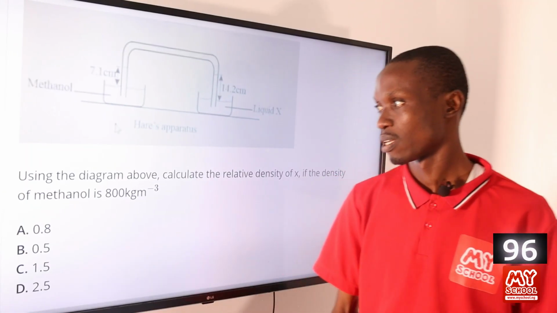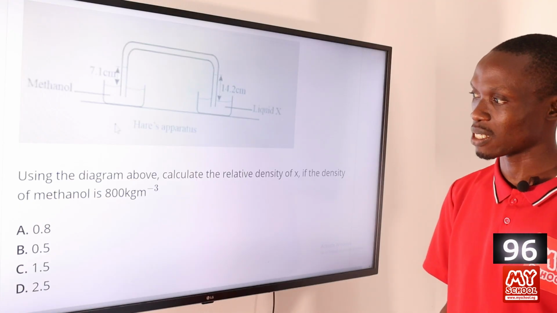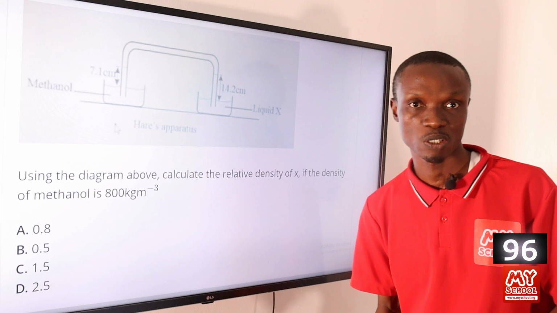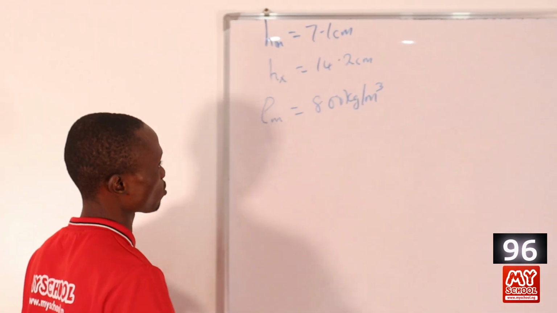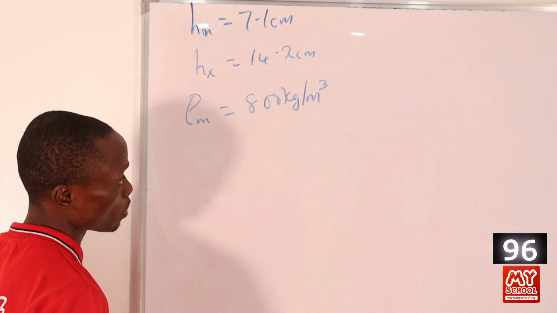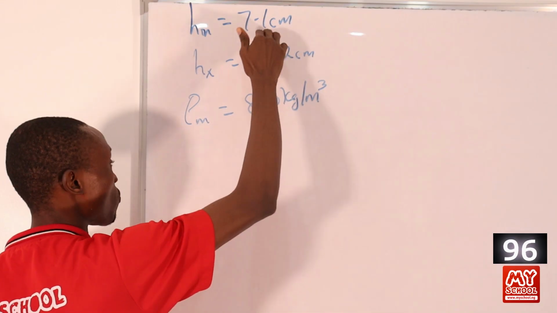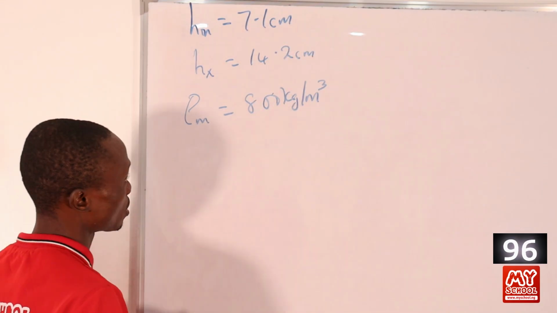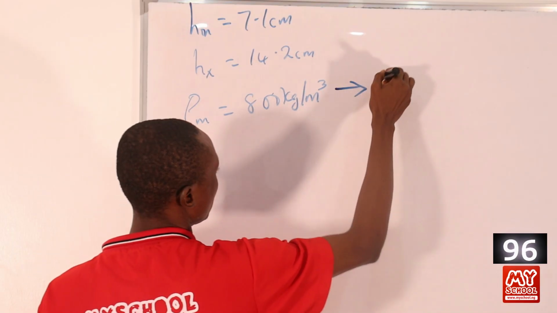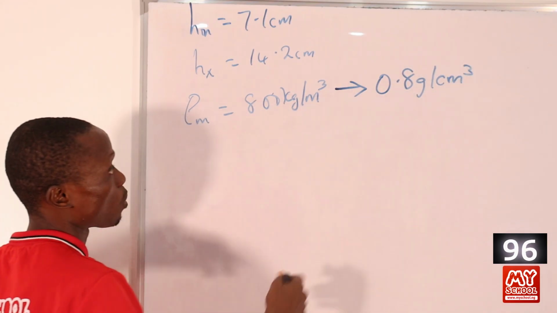Question 96. Using the diagram above, calculate the relative density of S if the density of methanol is 800 kilogram per meter cube. So let's move over to the board to provide an answer to this question. First of all, let's convert this 800 kilogram per meter cube to grams per centimeter cube, because the height is given to us in centimeters. Or you can as well convert the height given to meters, whichever way. If we convert this to grams per centimeter cube, we'll have 0.8 gram per centimeter cube. What I did is just divide by 1000.